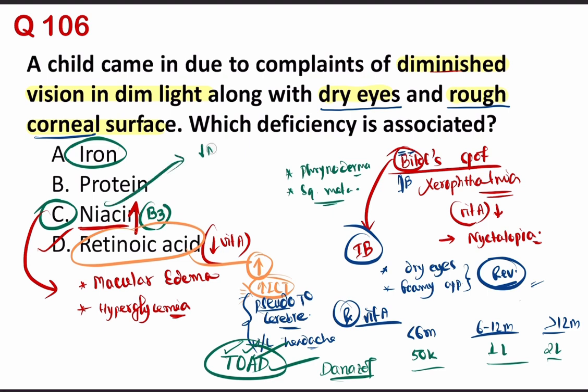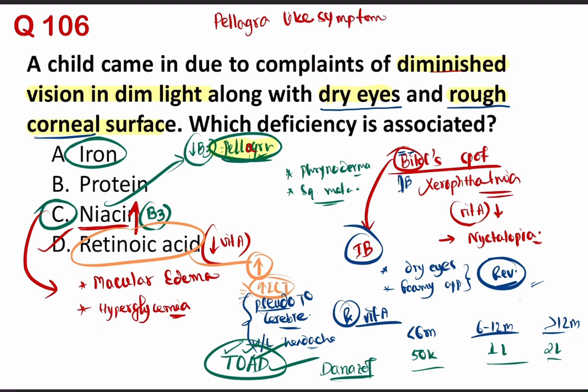Niacin deficiency, vitamin B3 deficiency leads to very important Casal's necklace, that is your pellagra. Okay, pellagra. So diarrhea, dermatitis, dementia, and ultimately, if not treated properly, death can happen. That is what is niacin deficiency. Okay, but pellagra, if they ask pellagra, is because of vitamin B3 deficiency, but there are certain other conditions which can also mimic pellagra, and they are grouped under pellagra-like symptoms.